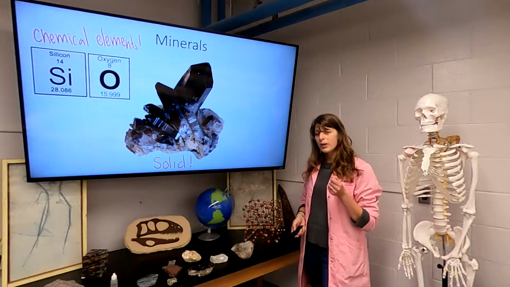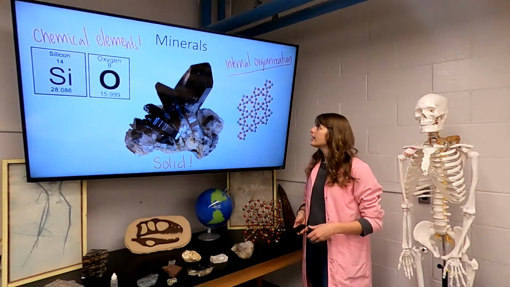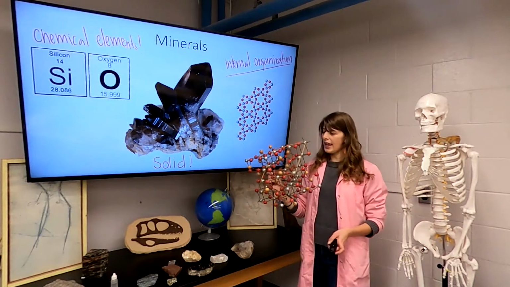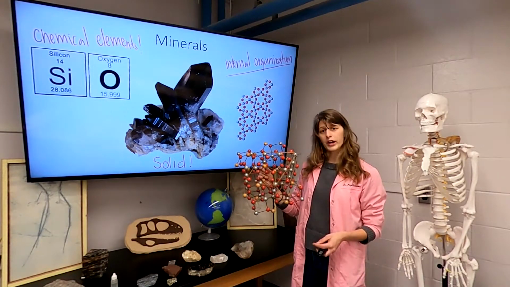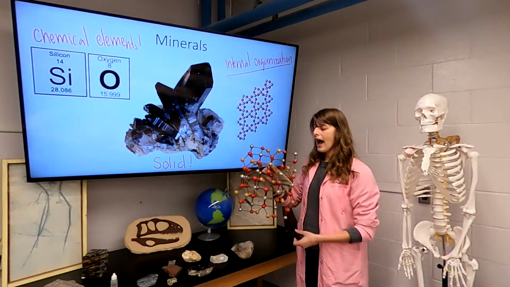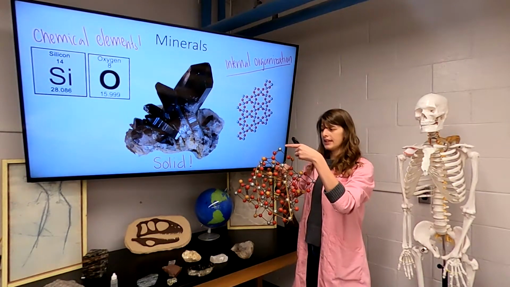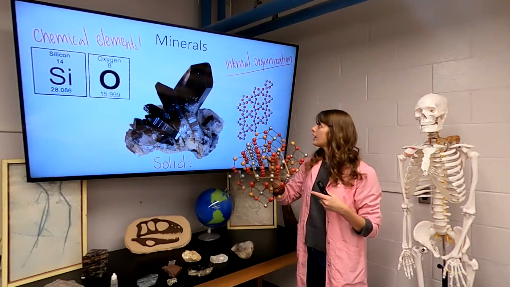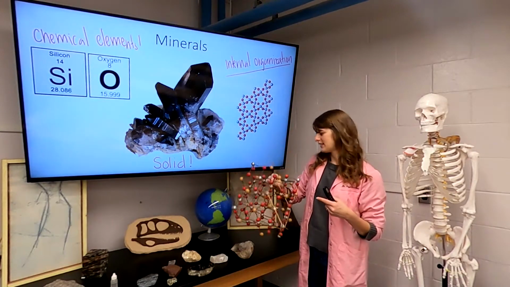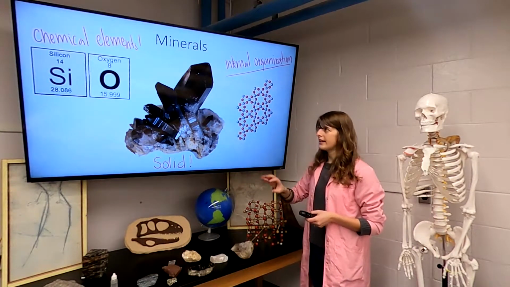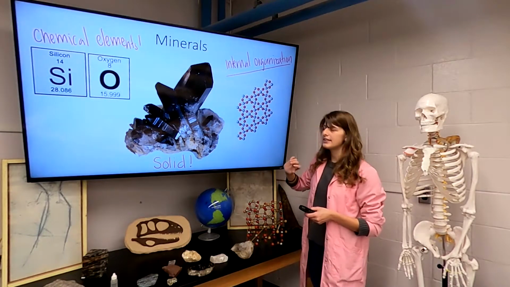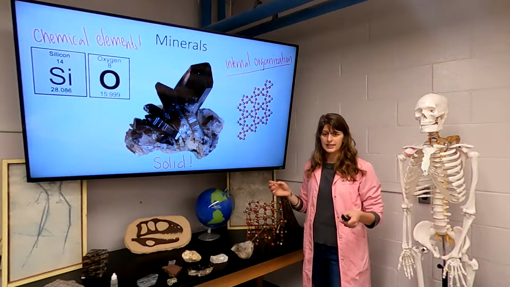The last thing we need for a mineral to be a mineral is we need a definite internal organization. And so this is a model of what an internal organization looks like, where I have different chemical elements indicated with the different color balls, organized in a systematic internal crystal lattice. And so to be a mineral, it needs to be solid, it needs to have specific chemical elements, and it needs to have an internal crystal lattice.